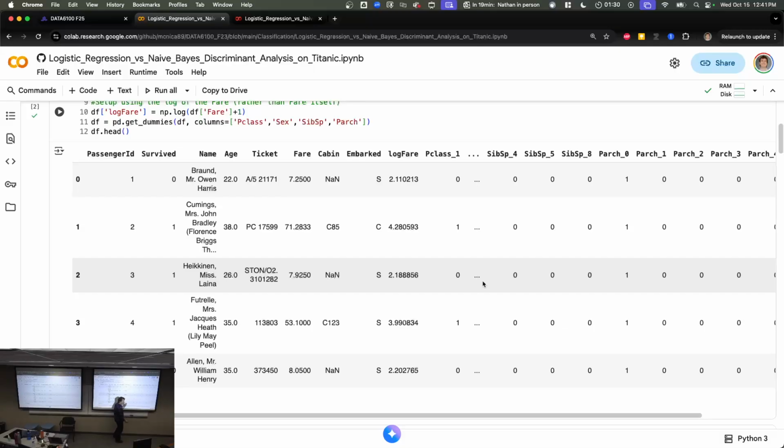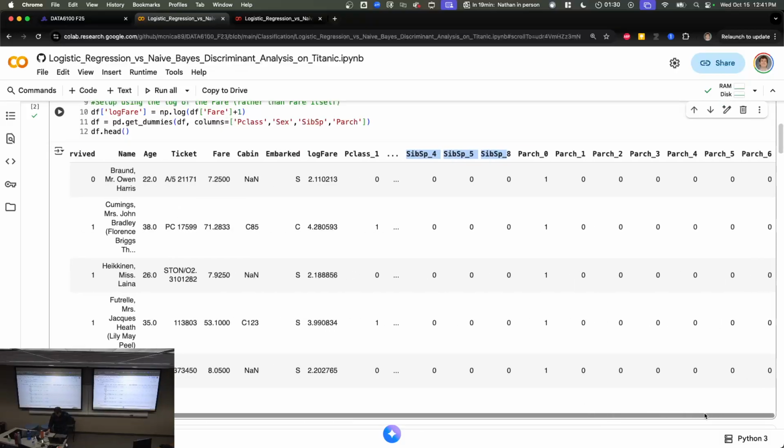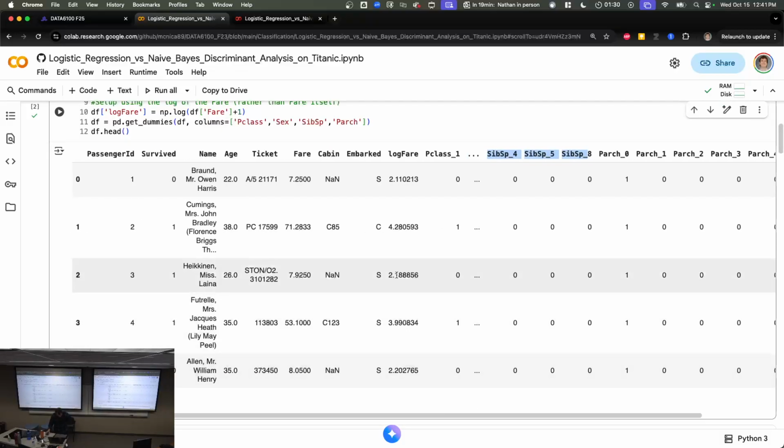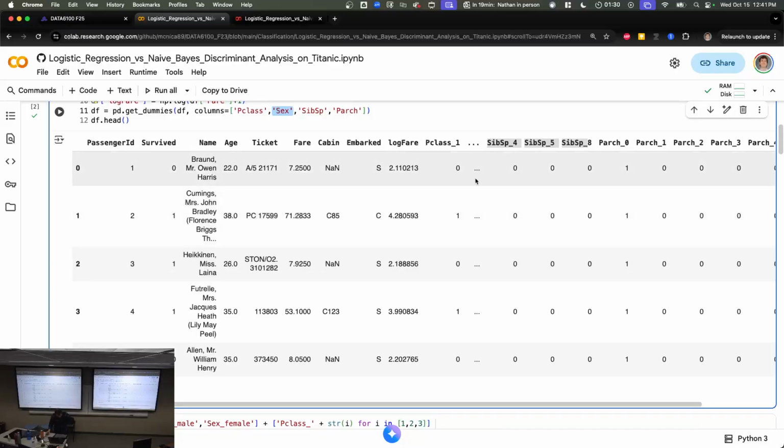What class were they in? Were they in first class, second class, or third class? There's another really important one. These siblings are like, did they have siblings on the ship or their parents and so on. But there is one that is quite important, which is, are they male or female? So that one is somewhere in here. And it turns out, basically, a good guess is if you were a female, you probably survived, and if you're a male, you probably died.